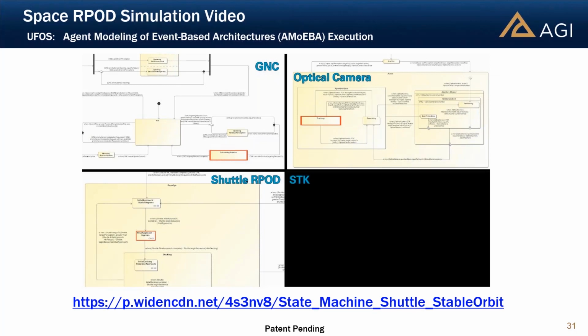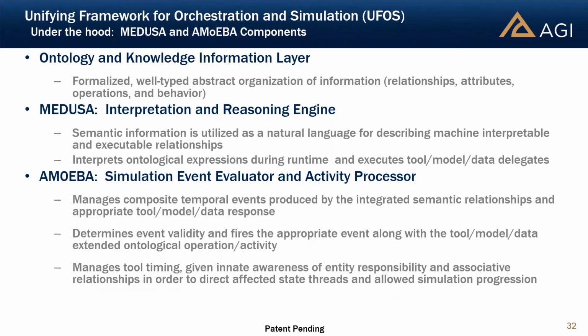So I'll take a little bit of time and just talk about this engine you've heard about. What do I mean by this engine? This engine is comprised of a few elements. There's this ontology or knowledge information layer, and I've shown you some examples of that. There's the interpretation and reasoning engine that allows us to interpret those statements on the fly. And then there's the environment that allows us to evaluate those events and process the activities. Those are all part of what we call UFOs, Unifying Framework for Orchestration and Simulation.